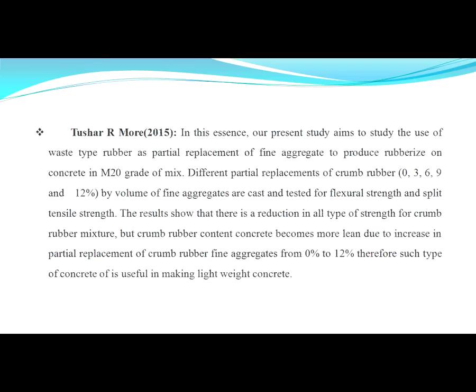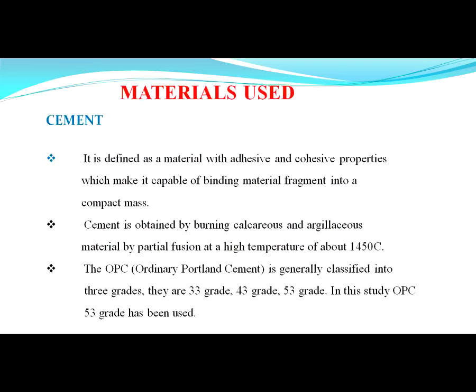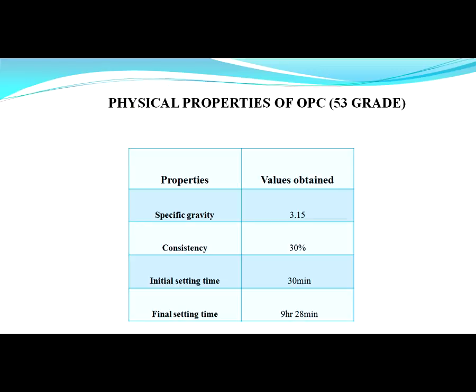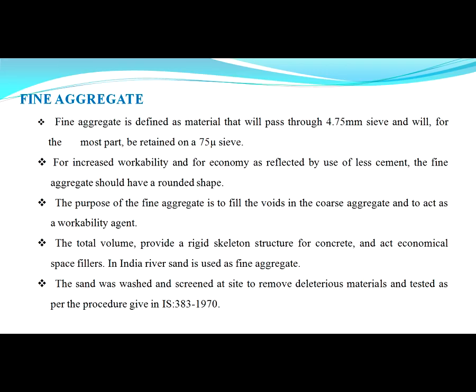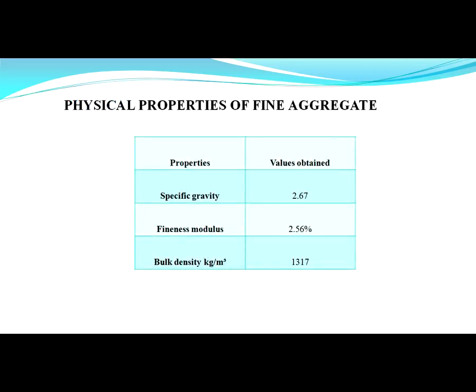Materials used: cement. Physical properties of OPC 53 grade. This table defines the specific gravity, consistency, initial setting time and final setting time of the cement. The properties of fine aggregate are shown in this passage. The physical properties of fine aggregate are shown in this table.